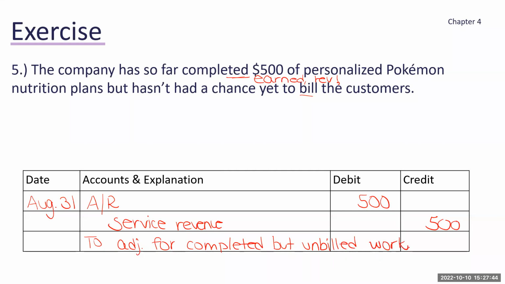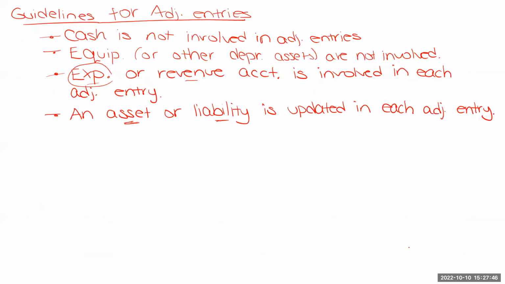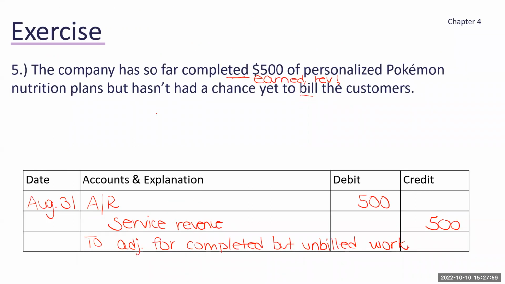Yay! And we can go back and double check against our guidelines. In that adjusting entry you just did, there was no cash, no equipment. We actually this time finally got to use a revenue account, and the offset was an asset. Okay, there it is one more time.